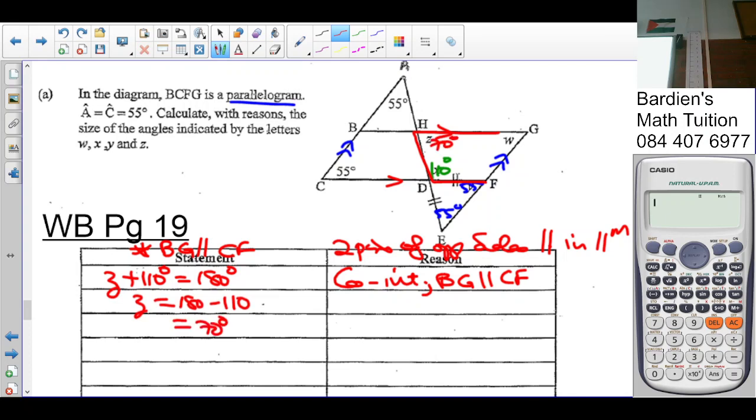The last one, w. W is equal to 55, because two pairs of opposite angles are equal in a parallelogram. So w is equal to 55 degrees. You guys understand? Yes, sir.